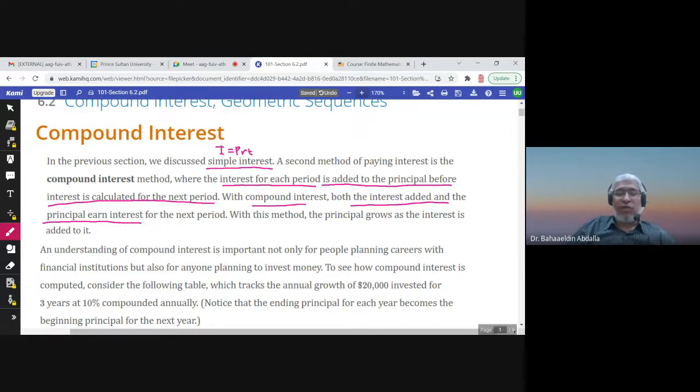So for the first period, the principal will be there only. For the next period, the principal and the interest for the first year will work together for the next year. So the principal grows as the interest is added to it.